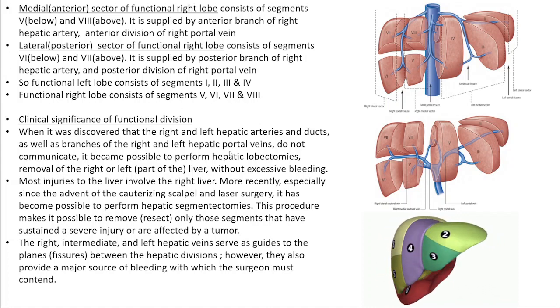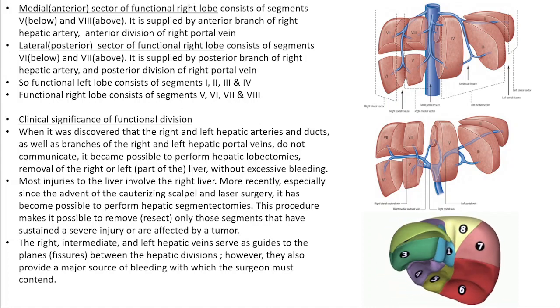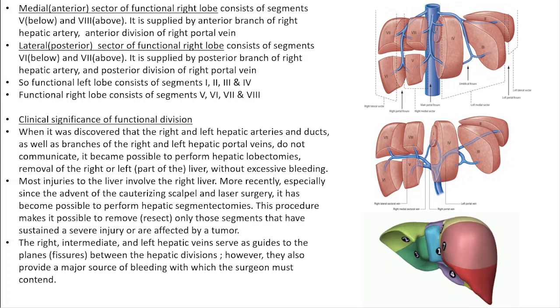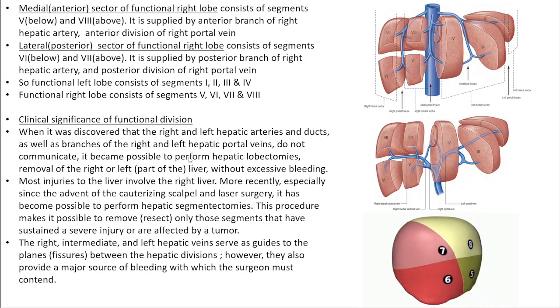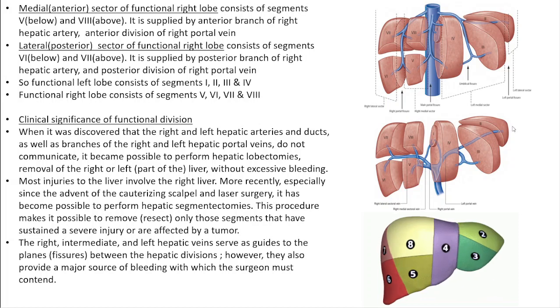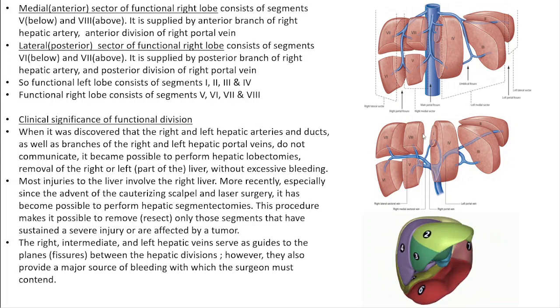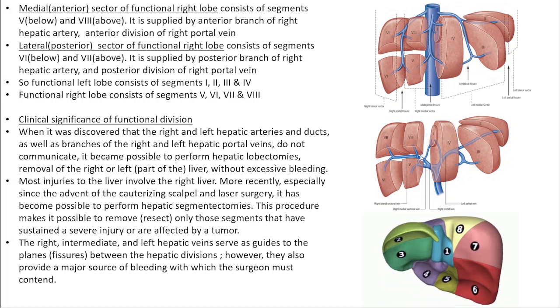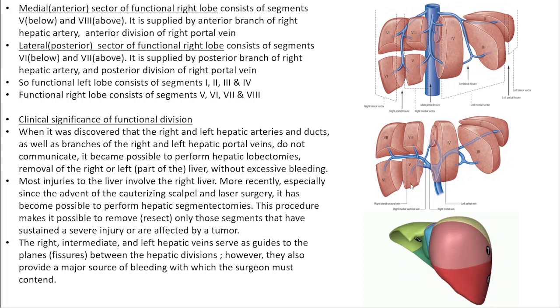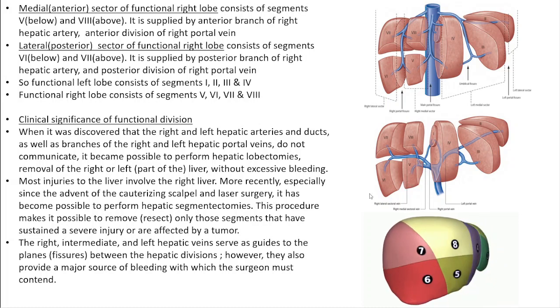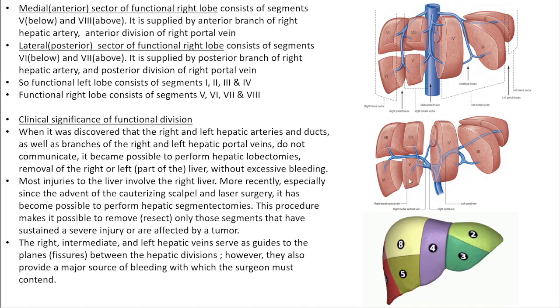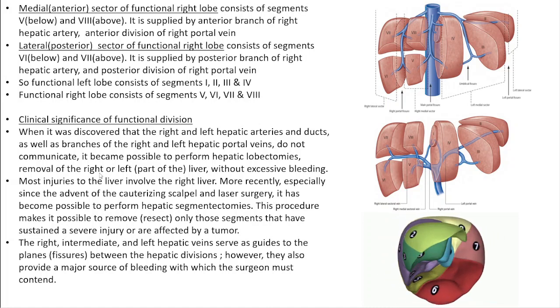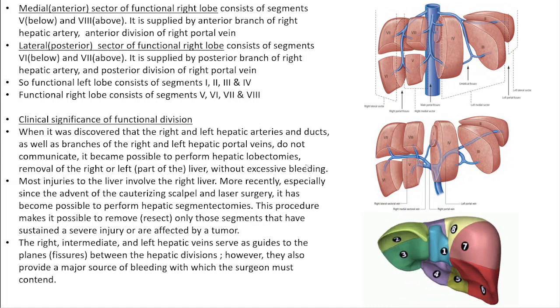So these segmental arteries are not going to communicate with each other. So it is possible to perform hepatic lobectomies. We can remove a complete lobe also without doing any damage to the other lobe, and we can remove individual segments of the complete lobe also. So instead of lobectomy, we can do a segmentectomy as well without excessive bleeding.